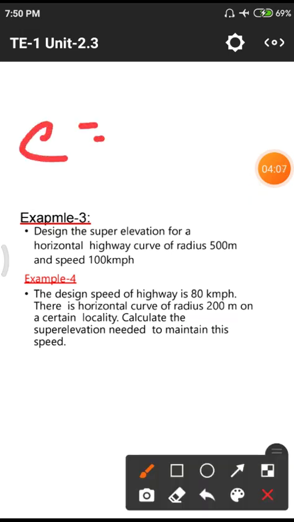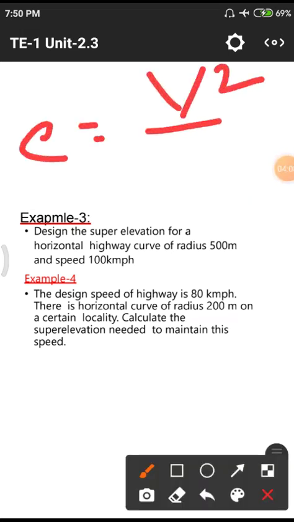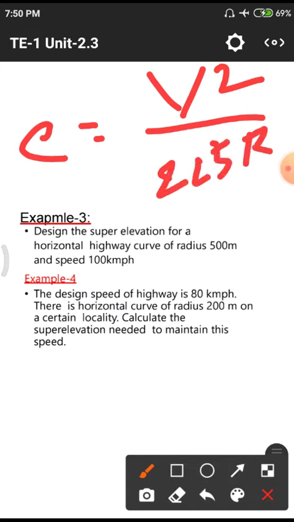e equals v square by 225 r, where v equals 100 and r equals 500. We need to equate those and get the elevation, how much elevation we have to provide. In example 4 also, the design speed of the highway is 80 kmph.